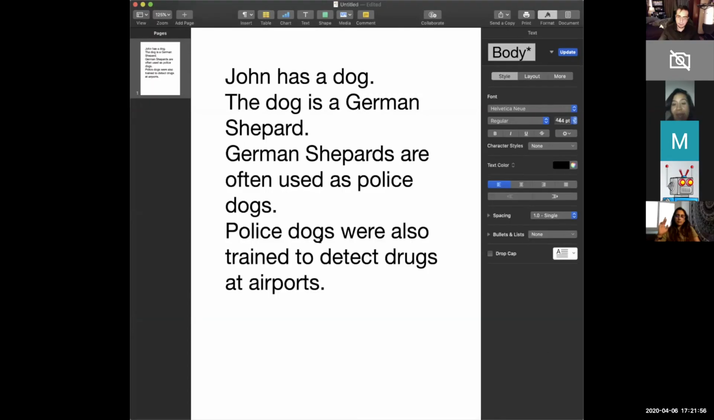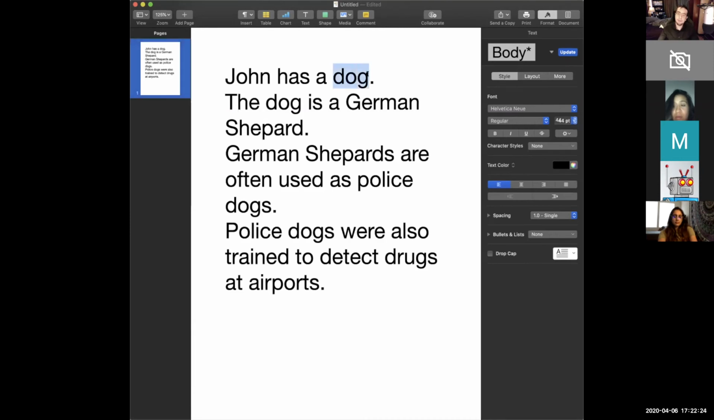In a very simple example, here's what I mean by the old new principle. John has a dog. The dog is a German Shepherd. German Shepherds are often used as police dogs. Police dogs were also trained to detect drugs at airports. If I just said John has a dog, police dogs were also trained to detect drugs at airports, you'd be like, huh? You have to be able to get me from A to B, to B to C, to C to D, to D to E.